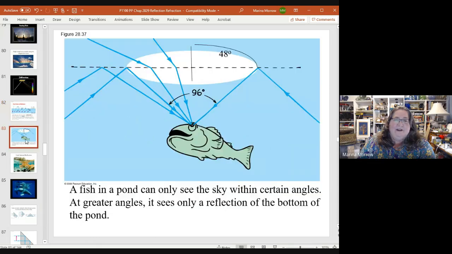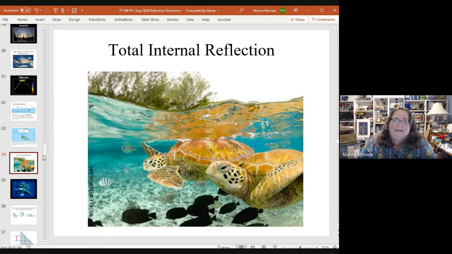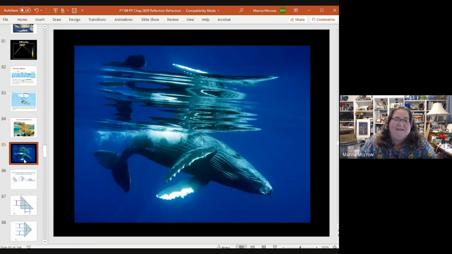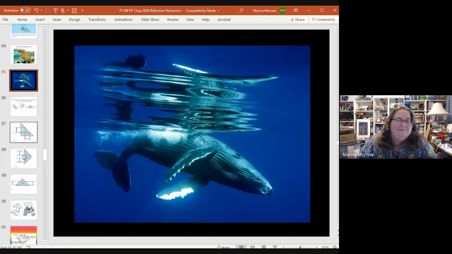And so when you look up into water, some places you can see the sky, and other places it will be reflections of the bottom that you see. So like this turtle, you're seeing reflections of the turtle in some places, other places you're looking out or seeing the rest of the bottom of the pond there. Okay, so there's a whale, same thing.